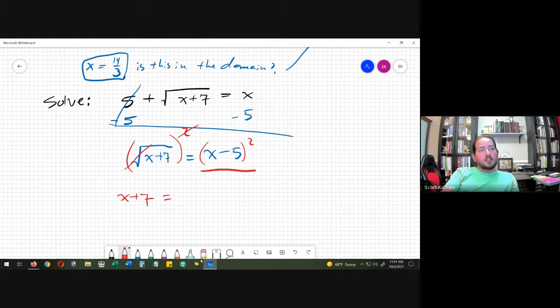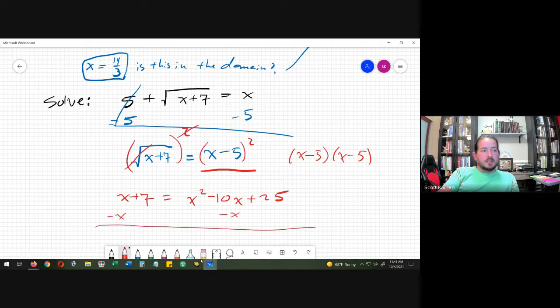Over here, you have an x minus 5 that gets multiplied by itself. So I have x minus 5 times x minus 5. The result of this is going to be x squared minus 10x and then plus 25. That's not too bad. I can live with that. In fact, I can subtract x from both sides. And because it's a second degree polynomial, I'm just going to take everything to the one side. So I'll also subtract 7.